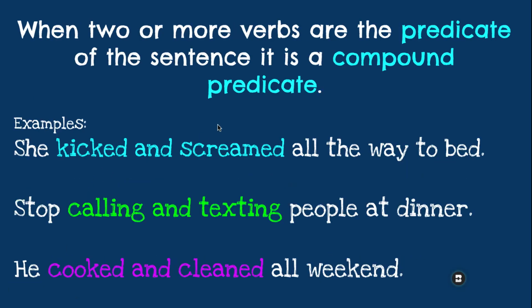When two or more verbs are the predicate of the sentence, it is a compound predicate. In other words, sometimes we have a subject or a noun in our sentence that's doing more than one action. For example, she kicked and screamed all the way to bed. Both kicking and screaming are the actions being done by the she who's doing them.